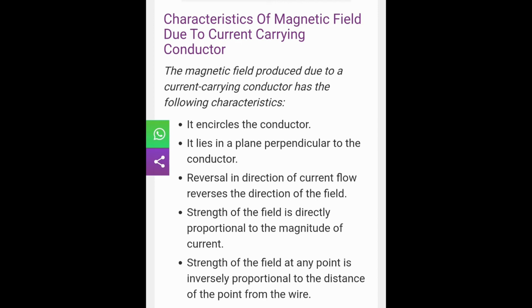Characteristics of the magnetic field due to a current carrying conductor. It encircles the conductor. It lies in a plane perpendicular to the conductor. Reversal in the direction of current flow reverses the direction of the field. Strength of the field is directly proportional to the magnitude of the current. Strength of the field at any point is inversely proportional to the distance of the point from the wire.